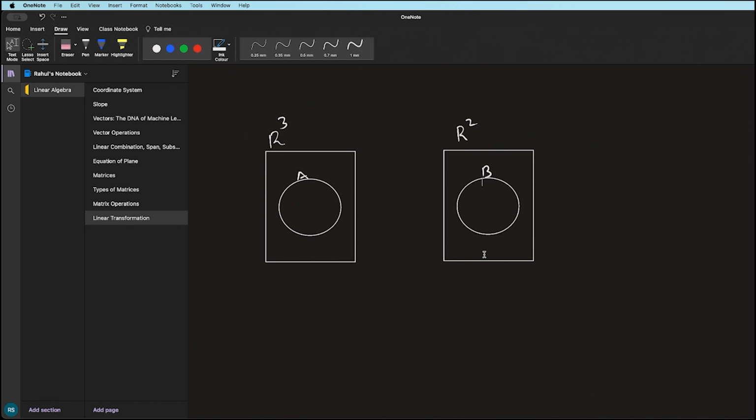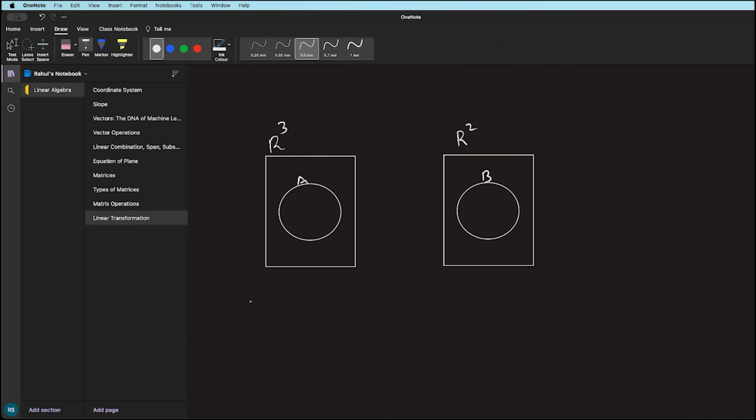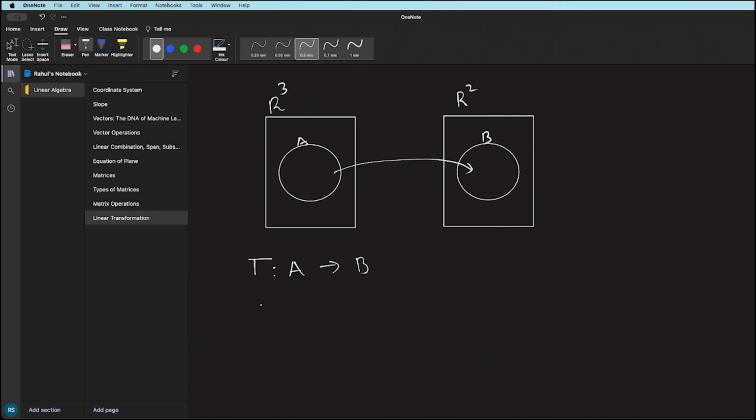Now, what I want is, using this transformation T, I can map the vectors of this subset, for example the vectors of this subset A, to the subset B. It maps all the input vectors from A to the output vectors of B. And similarly, I can also write that transformation T can map all the input vectors from the R3 space to all the vectors in the R2 space.